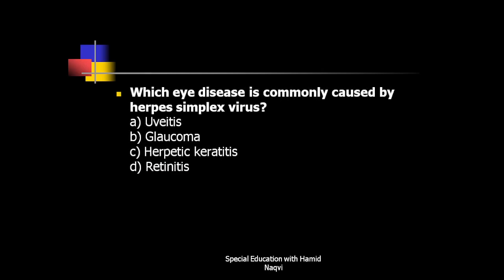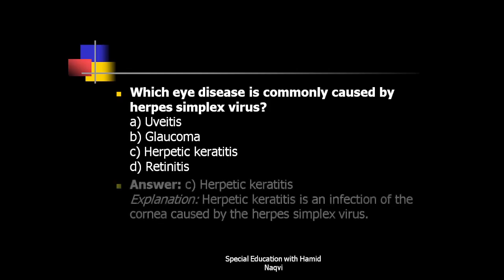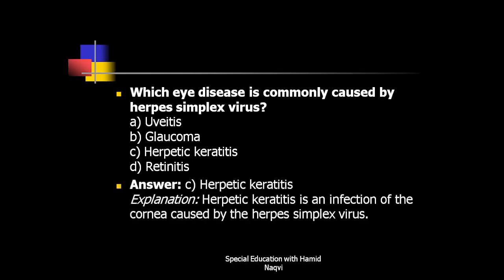Which eye disease is commonly caused by herpes simplex virus? Uveitis, glaucoma, herpetic keratitis, retinitis. The answer is herpetic keratitis. Explanation: this disease is an infection of the cornea caused by the herpes simplex virus.